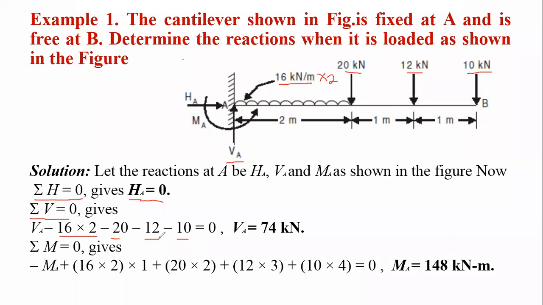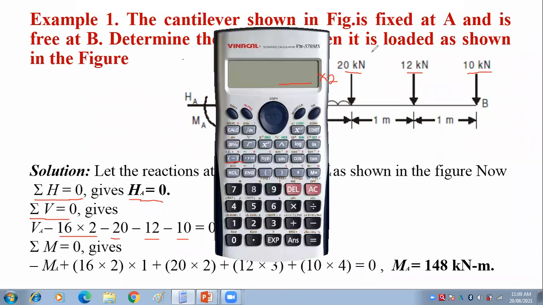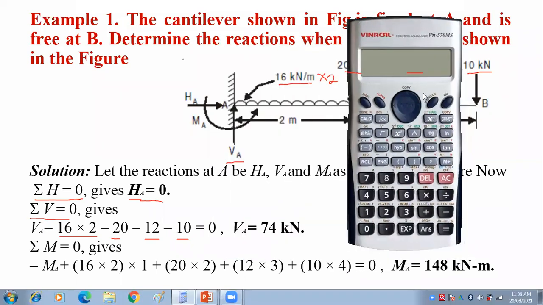Now let us solve the terms, then you'll be getting, let us start with this, minus 16 into 2 minus 20 minus 12 minus 10, it becomes a minus 74. This minus term, if we are taking to this side, it becomes a plus term. That's why VA is equal to plus 74 kilonewton.